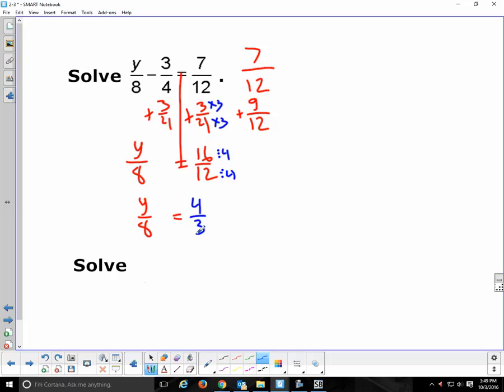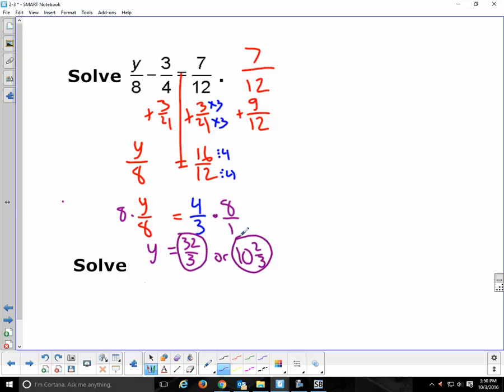4/3 equals y over 8. Well, that y over 8, that's division. y divided by 8. So I'm going to do times 8, times 8. Remember, you can always change a whole number to a fraction. And when we're multiplying with fractions, we've got 4 times 8. We can multiply the top times the top, numerator times the numerator. 4 times 8 is 32. 3 times 1 is 3. So I've got 32/3, which is reduced. Or, if you prefer, 10 2/3. But I would accept either of those.